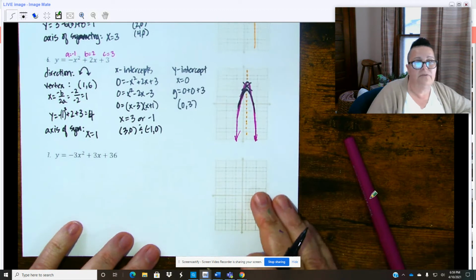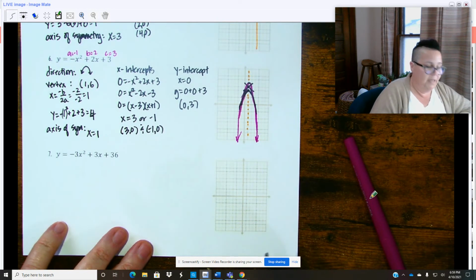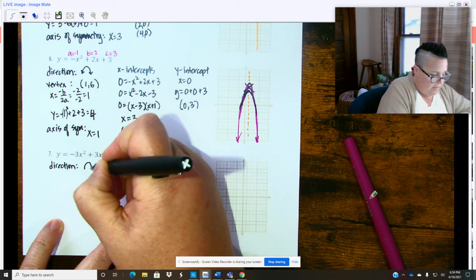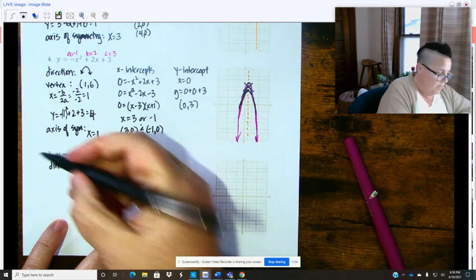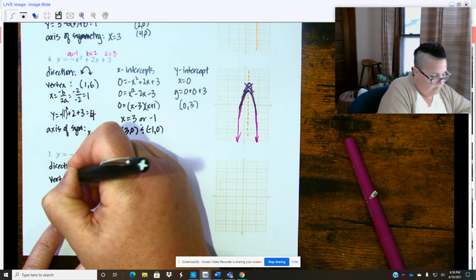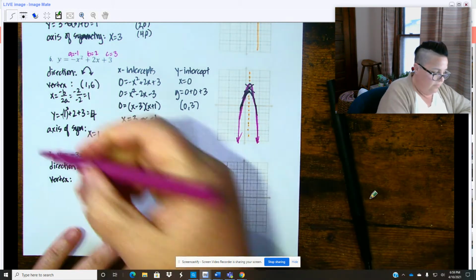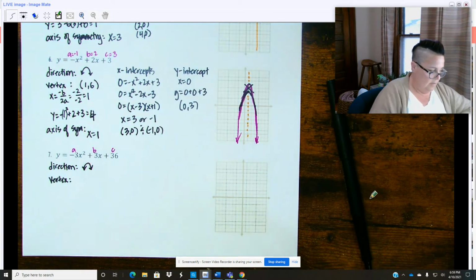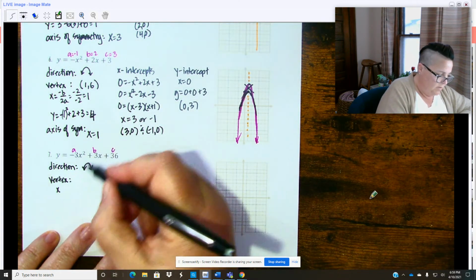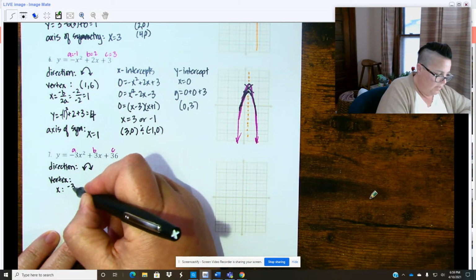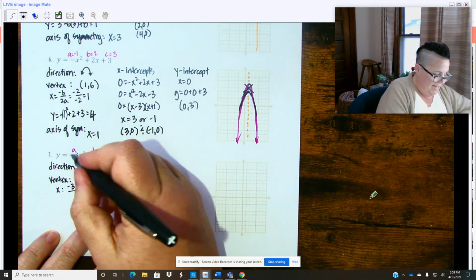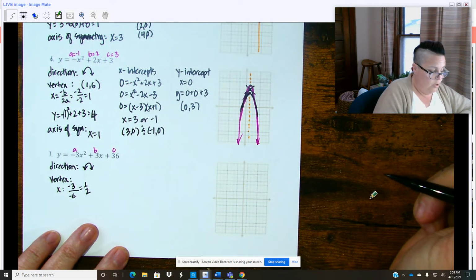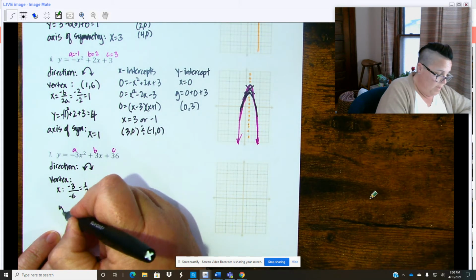Yep. So if I'm looking at problem number 7 here, again, the direction is down, right? Negative. The vertex. For the vertex, I need to know my a, my b, and my c. So x is going to be the opposite of b, so negative 3 over 2a, so 2 times a negative 3 is a negative 6. So this is going to be 1/2.